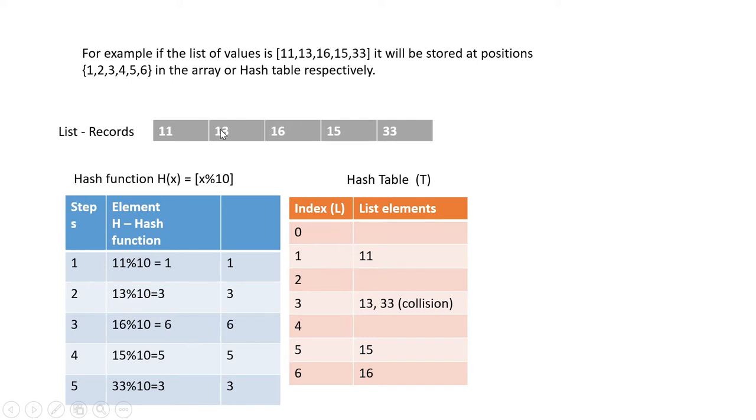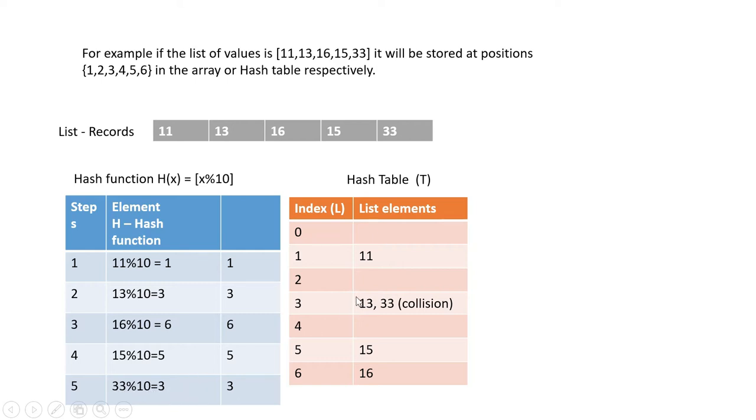Now the next record is 13. Where to store 13? You're going to use this hashing function and apply it over this key. 13 modulus 10 gives the remainder 3, so this 13 will be stored in location 3. Next is 16. 16 modulus 10 is 6, so you have to store 16 in location 6. Now 15 modulus 10 gives you 5, so 15 is stored in the 5th location. Now 33 modulus 10 will give you 3.